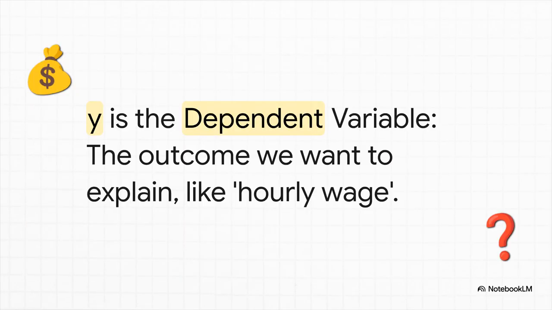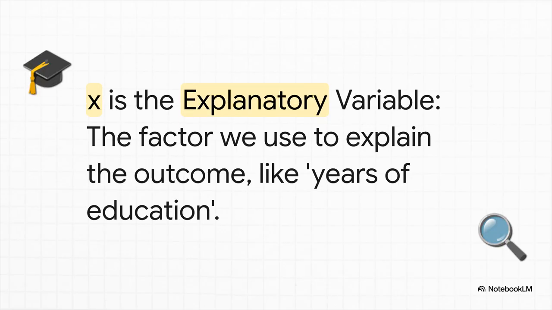So first up, we've got y. This is our dependent variable. It's basically the mystery we're trying to solve, the thing we want to explain or predict. For our example, y is the hourly wage. Next, we have our prime suspect, x, the explanatory variable. This is the factor we think is causing the change in y. In our little detective story, x is the years of education.